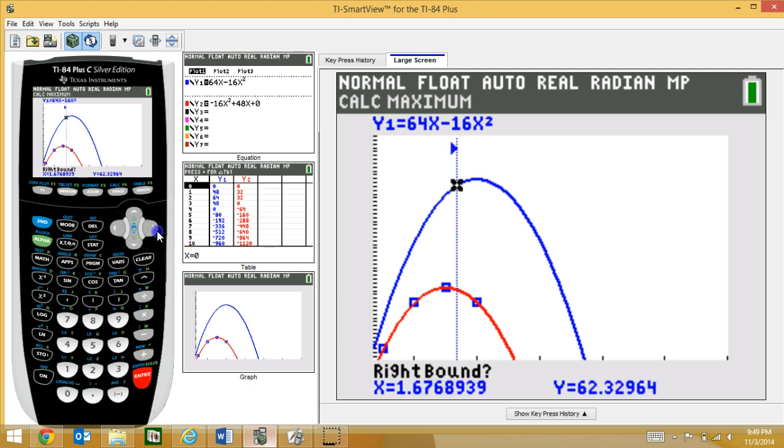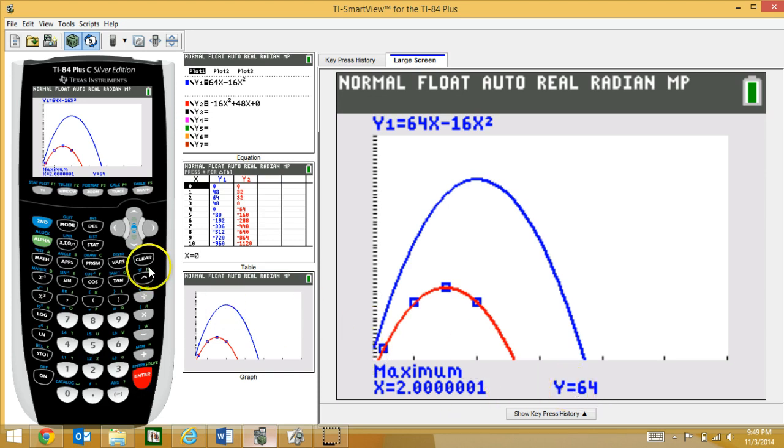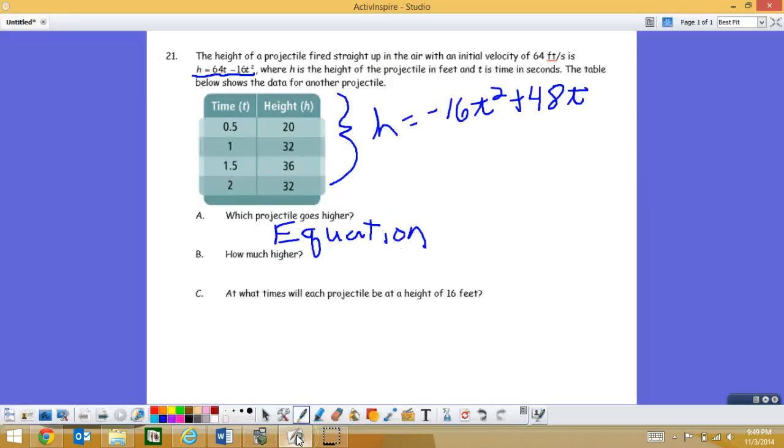There we go. Now we got that vertical line, and then it's going to ask me for a right bound, and then the maximum for that first one is 64 feet. So I'm just going to write that down. The equation is the maximum height is 64 feet.